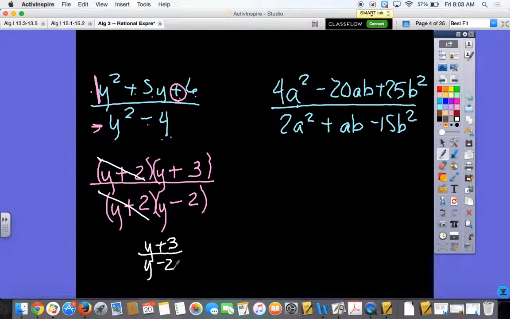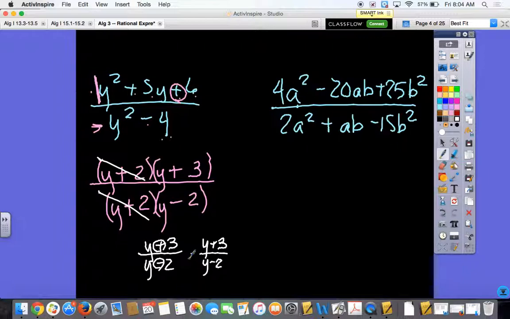Question. Can you reduce the y's? No, you can't, because those are part of binomials. And remember that plus sign and that minus sign? That's super glue. You are stuck with y plus 3 and y minus 2. If you can't reduce the entire thing, you can't reduce any of it.